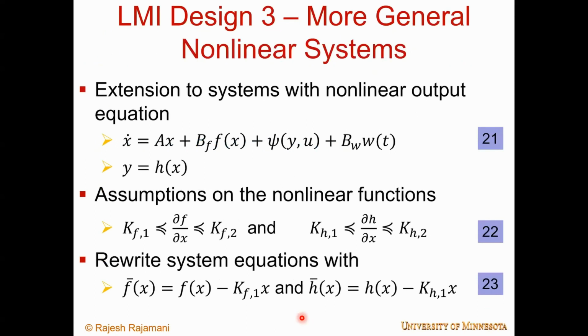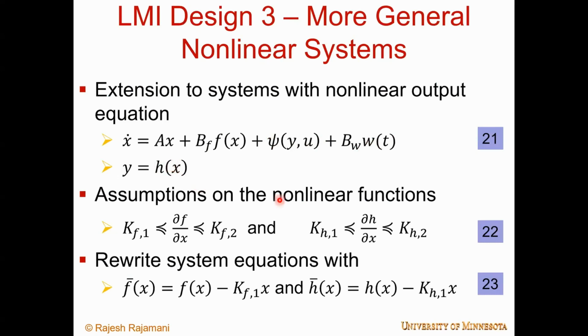Okay. So finally, let's just talk about a more general nonlinear system and just present the result for that. So we basically extend the previous result to systems with nonlinear output equations. So this is a plant. X dot is equal to AX plus B_F times f of x, plus this is a term that involves only the output and known inputs. So this term is essentially completely known. And then this is the term involving the unknown disturbance W. And your output equation is no longer linear. It's not Cx, it's h of x.